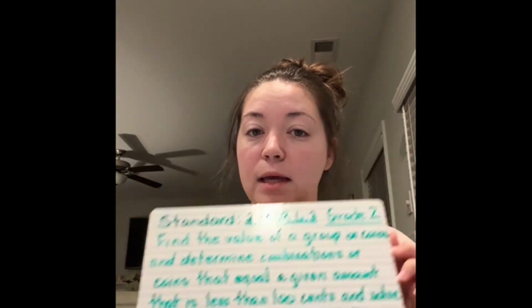For my standard, I chose a second grade standard. This is the standard right here, which you probably can't see because it's probably backwards. The standard that I chose is grade 2, MDR 6.2. Find the value of a group of coins and determine combinations of coins that equal a given amount that is less than 100 cents, and solve problems involving dollar bills, quarters, dimes, nickels, and pennies using the dollar sign and the cent symbols correctly.